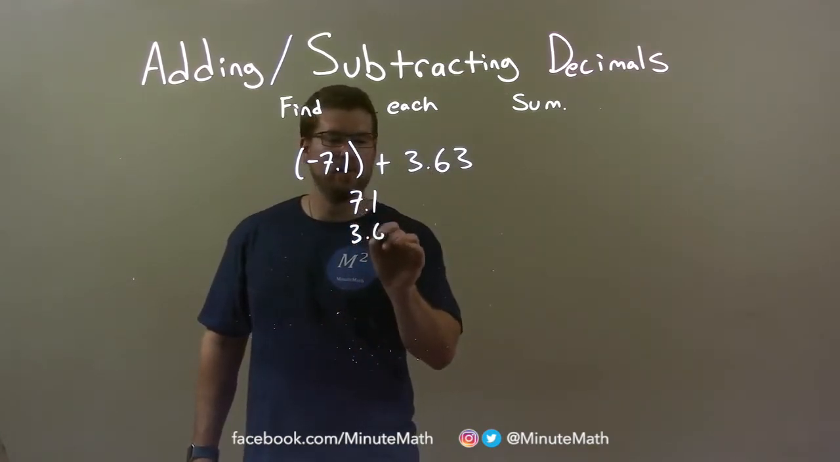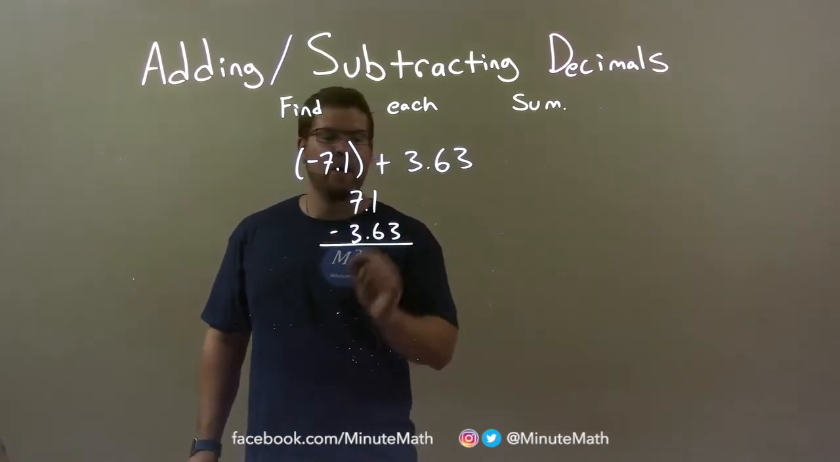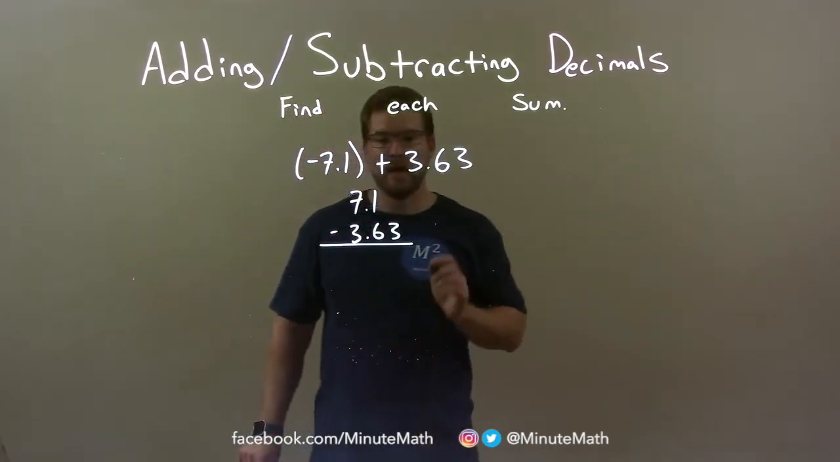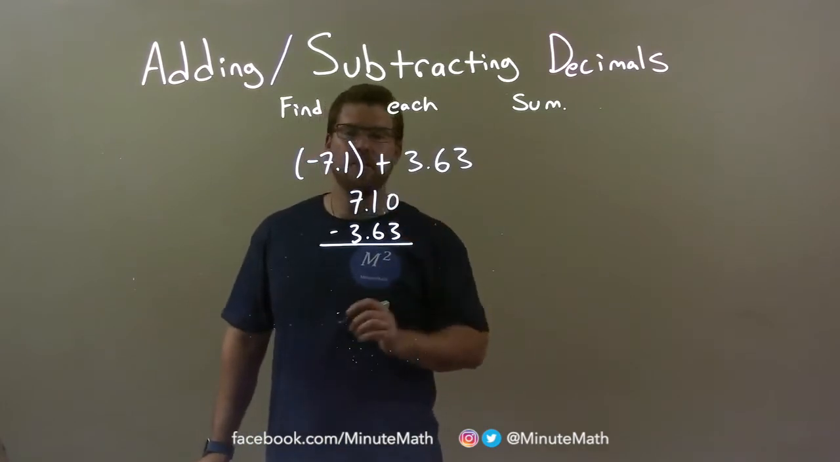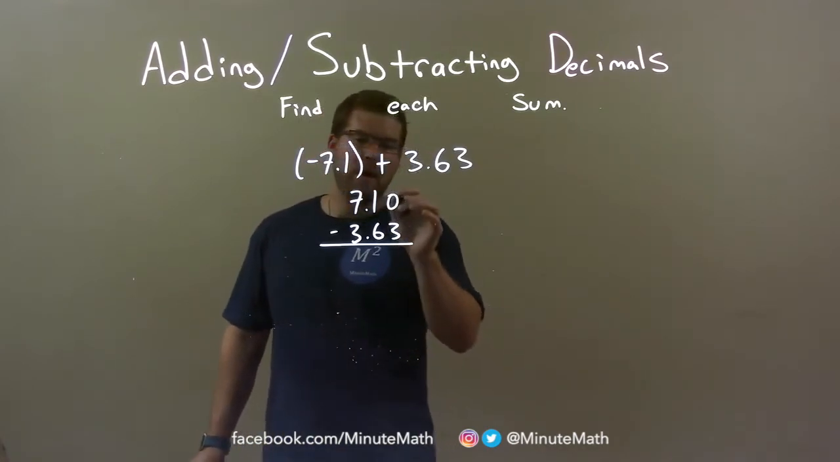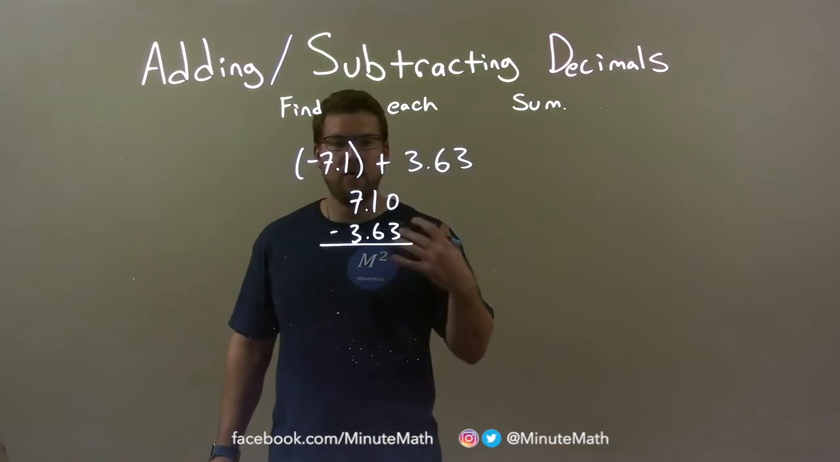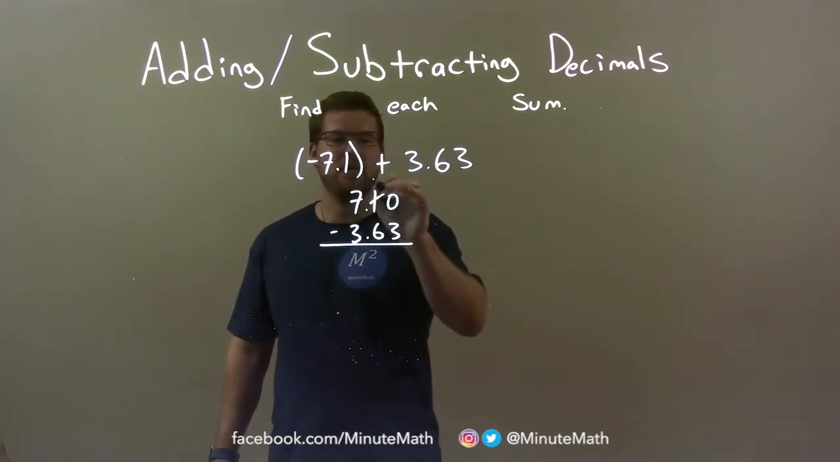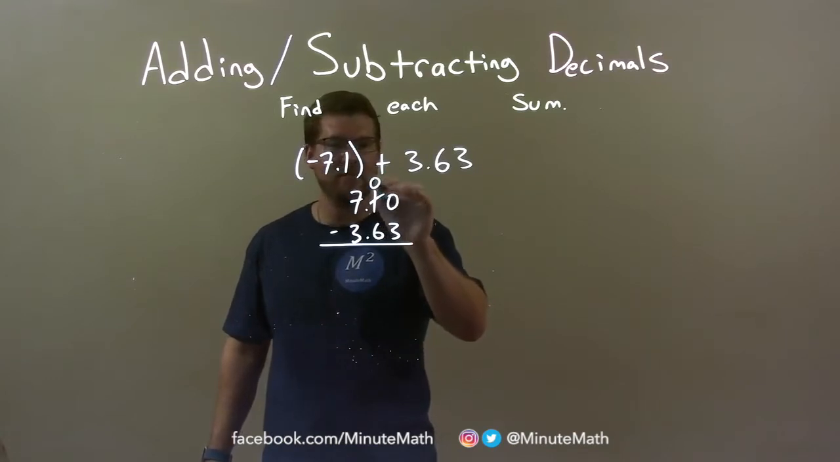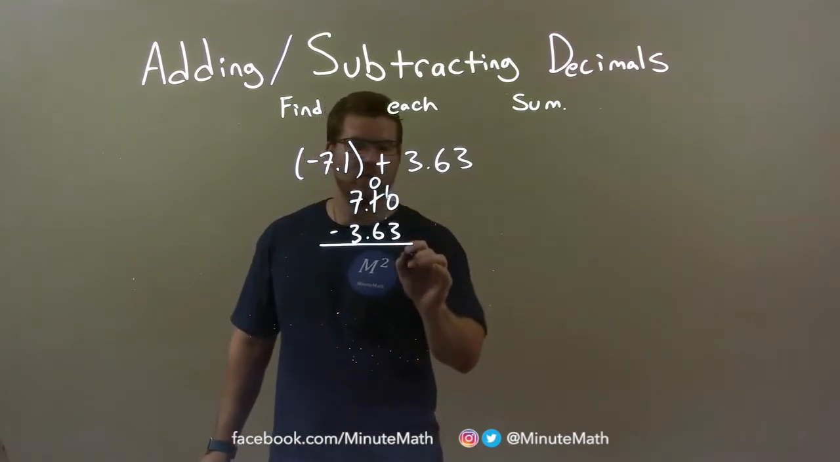So 3.63, and we subtract it. Now, make sure the decimals line up there. I'm going to put an extra 0 here, and now let's go for it. So we have 0 minus 3. Oh, can't do that. We have to make that 0 into a 10. So we take the 1 from this 0, take the 1 from this 1, make it a 0. Now we have 10. 10 minus 3 is 7.